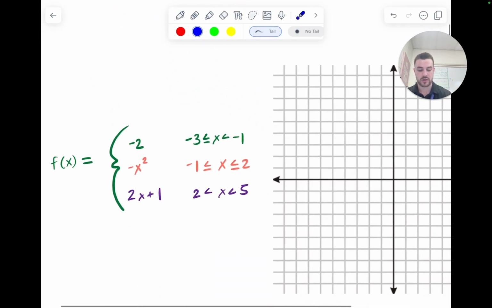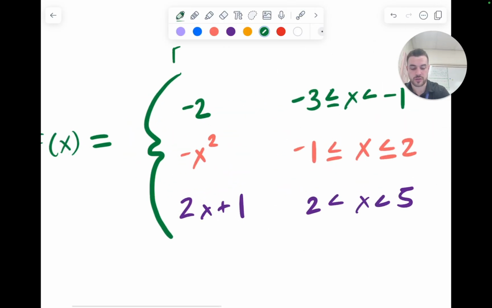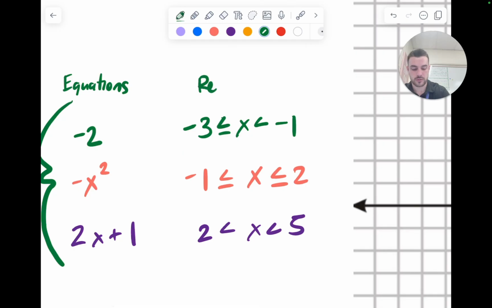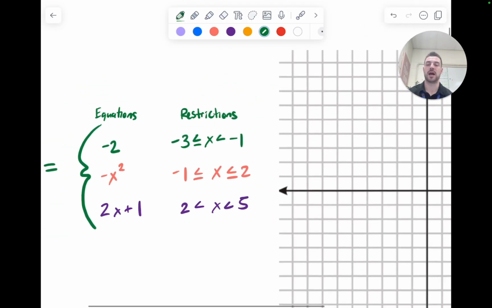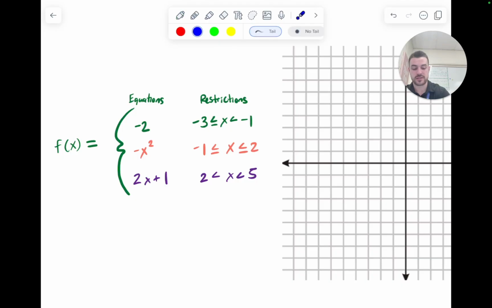So this is an example of a problem we might see. The piecewise function is called f of x, and it's defined with three different functions here. We've got a horizontal line, a quadratic, and a regular line, and then we have our domain restrictions on the side. So just to point this out, we've got our equations, and our restrictions. I'm going to graph each one in its entirety, and then I'm only going to keep the pieces that are outlined over here on the side.